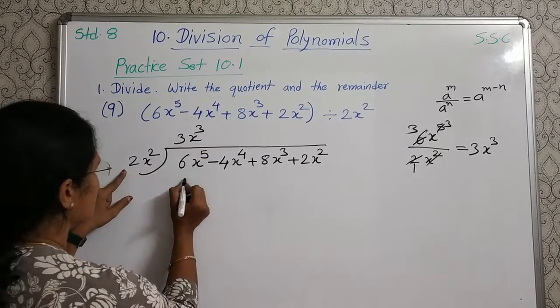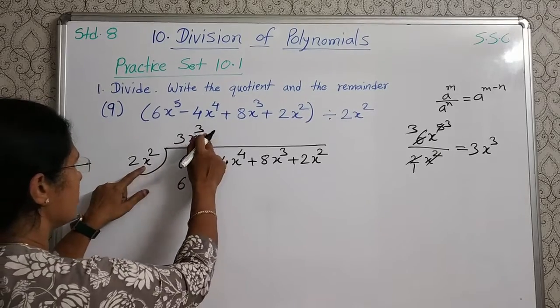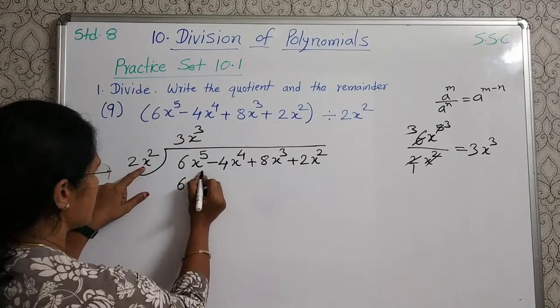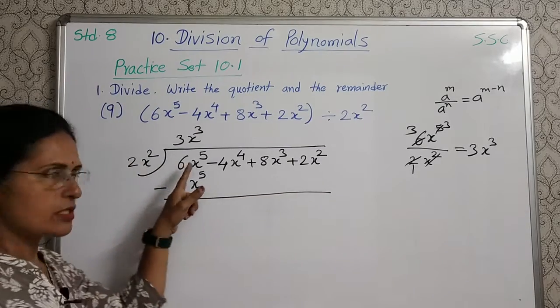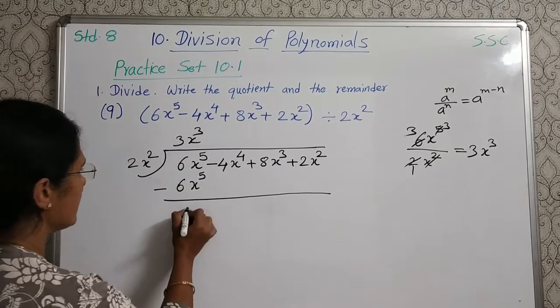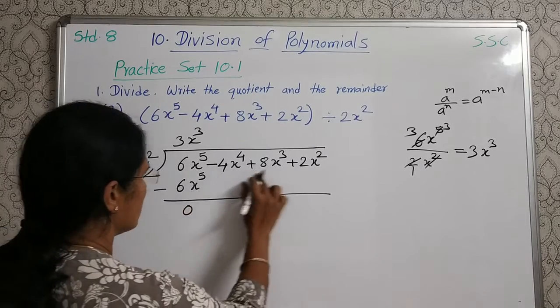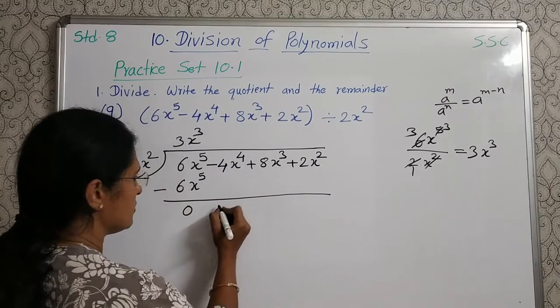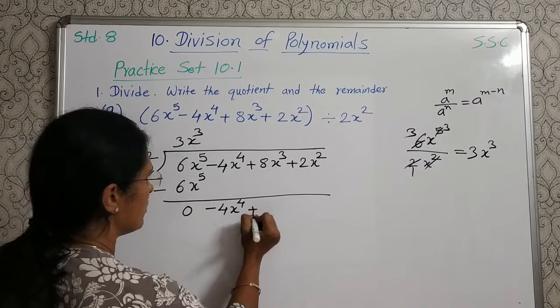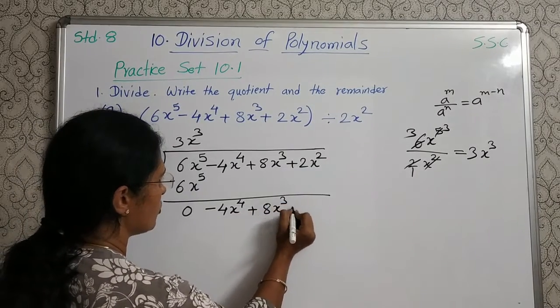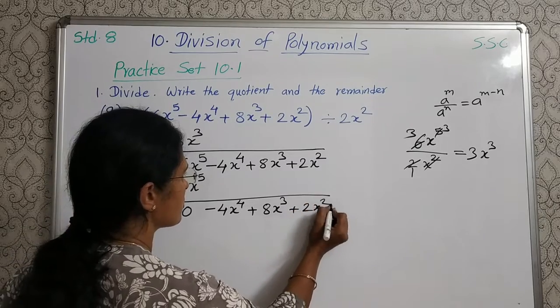Now 2 3s are 6. x square into x cube is x raised to 5, and subtract. 6x raised to 5 minus 6x raised to 5 is 0. Now this is the remainder, write it below as it is: minus 4x raised to 4 plus 8x cube plus 2x square.